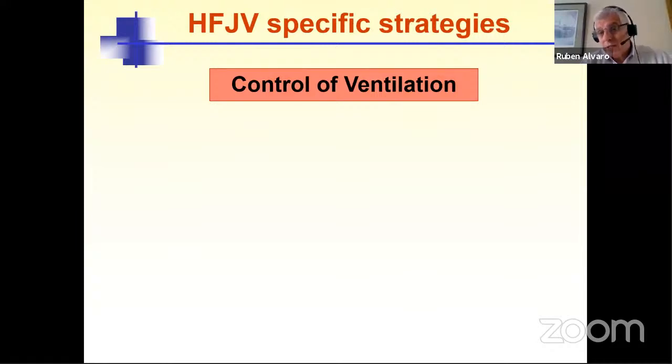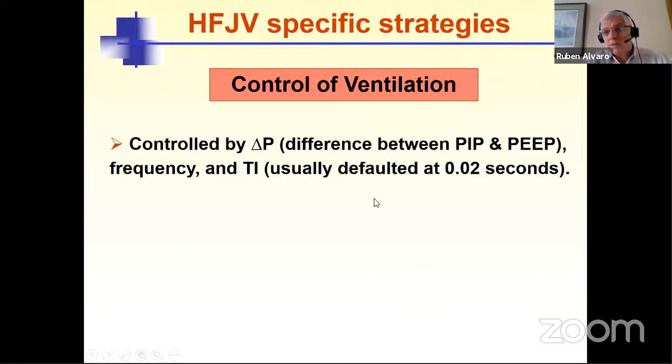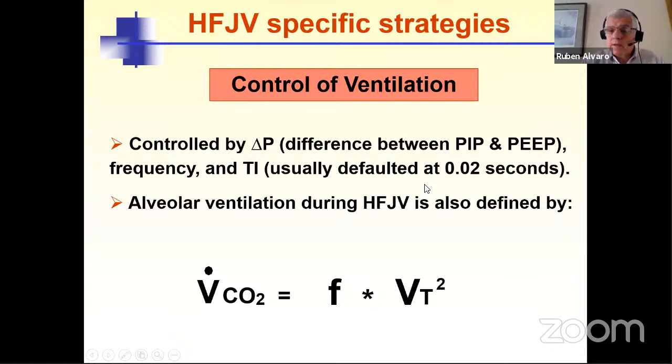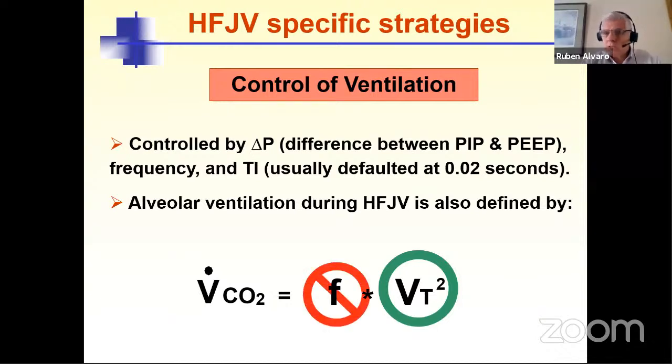So how do you control ventilation on the jet? Very easy. You control it by delta P. The delta P is the difference between the PIP that you set and the PEEP that you have, okay? You can also use the frequency, but again, remember that the formula on the jet is similar to the oscillator. It's VT squared times frequency for tidal volume. So changing the frequency is not going to give you a lot of change in your minute ventilation. If you want to improve minute ventilation, you have to increase your tidal volume. The way you do that is by increasing your PIP. So the difference between the PIP and the PEEP.